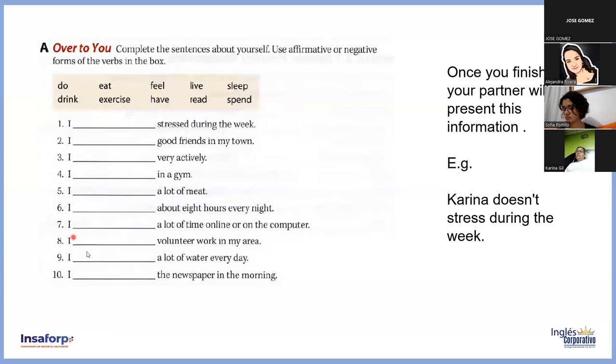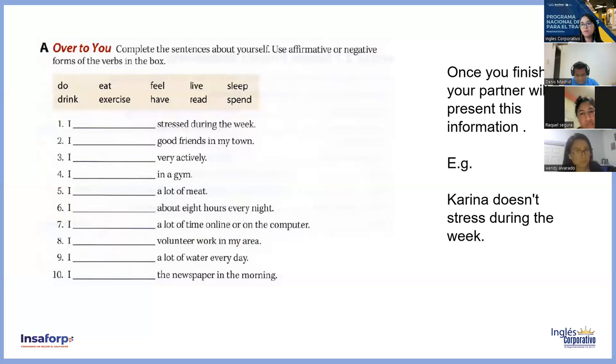8. She doesn't volunteer work in my art, in your art. In her area. She doesn't volunteer. Repeat, please. She doesn't do volunteer work in her area. Cambiamos el my for her. Okay. Number 9.